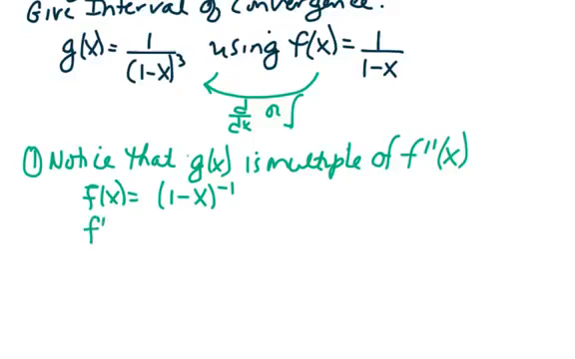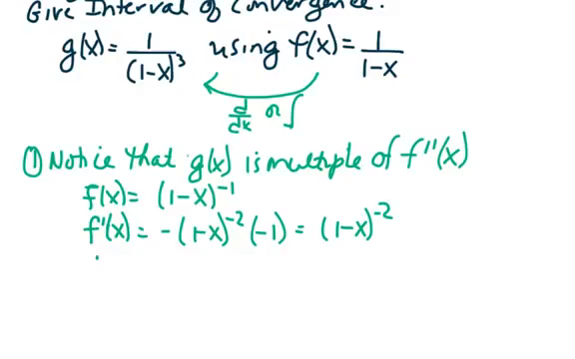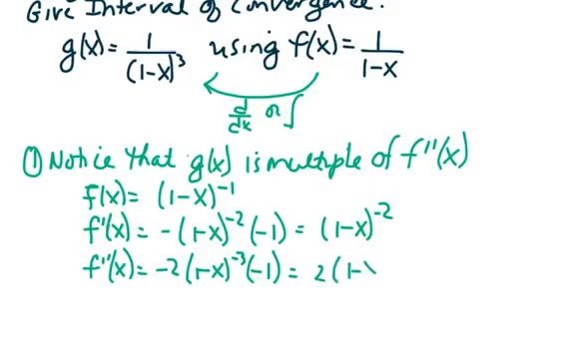So let's take the first derivative of f. The first derivative is minus 1 minus x to the negative 2 using the chain rule, the derivative of the stuff. So this becomes 1 minus x to the negative 2. The second derivative is negative 2 times 1 minus x to the negative third power. Again, applying the chain rule, we end up with 2 times 1 minus x to the negative third power, which is simply 2 over 1 minus x cubed.